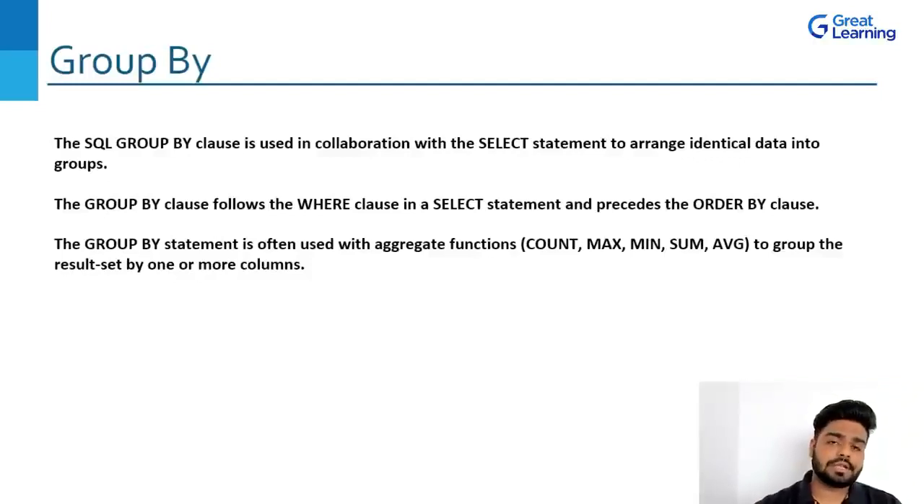Now this statement is really very important. We have so many clauses, and all the clauses have some order to write. You can't just write order by and then write where clause, or write where clause and then order by and then group by. You can't do that. There's a certain order in which you have to write it. So the group by clause follows the where clause, that means after the where clause, group by will come in a select statement, and group by precedes the order by clause.